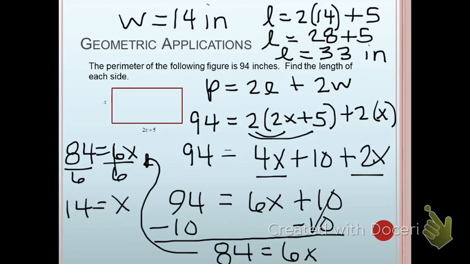Now, if you wanted to make sure your answer is correct, you could add 2 widths and then figure out what 2 lengths are and add those together, and you should get 94 inches.